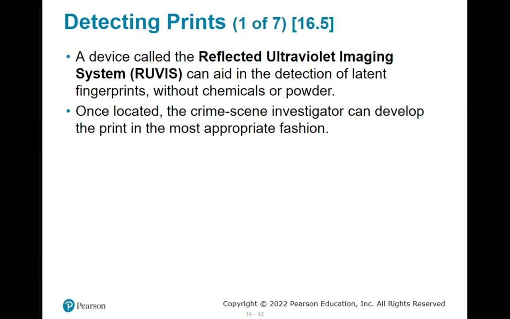A device called Reflected Ultraviolet Imaging System, or RUVIS, can aid in the detection of these latent fingerprints or invisible prints without any chemicals or powder. Once located, the crime scene investigator can develop the print in the most appropriate fashion.